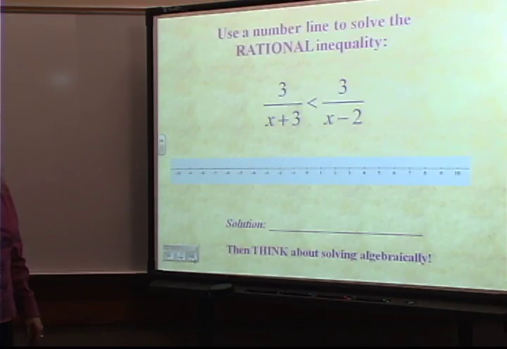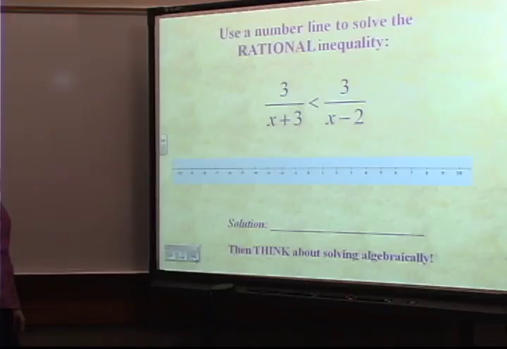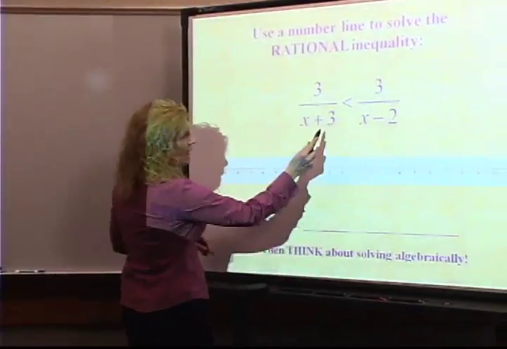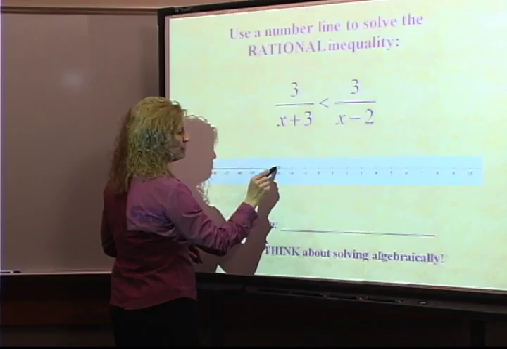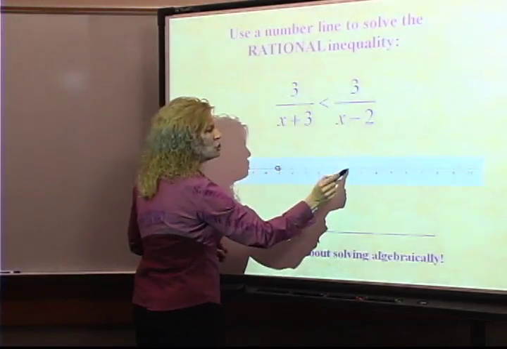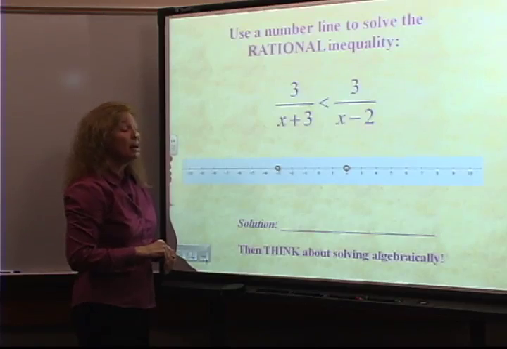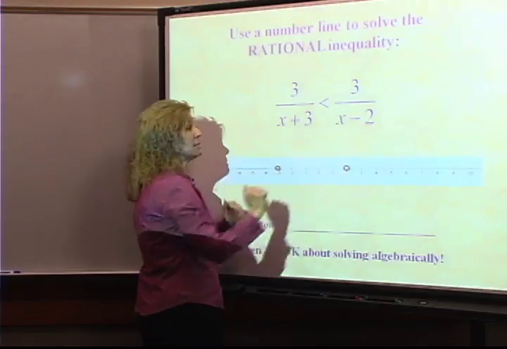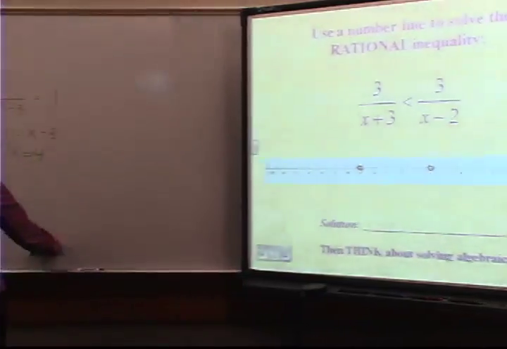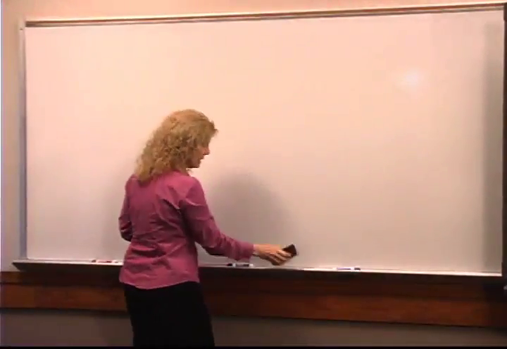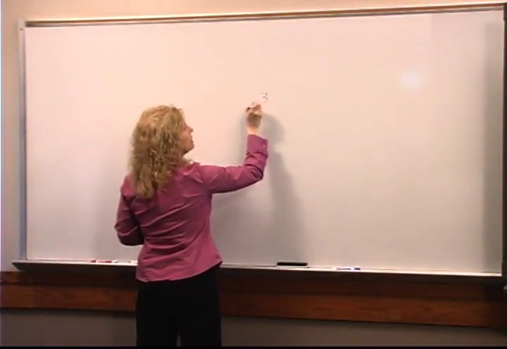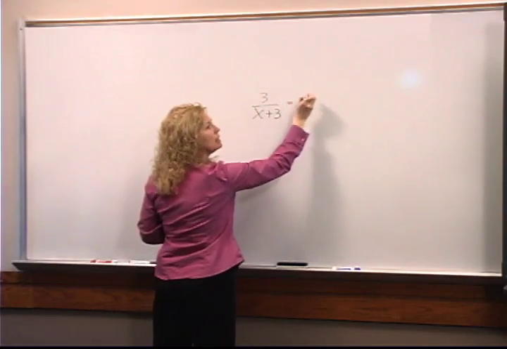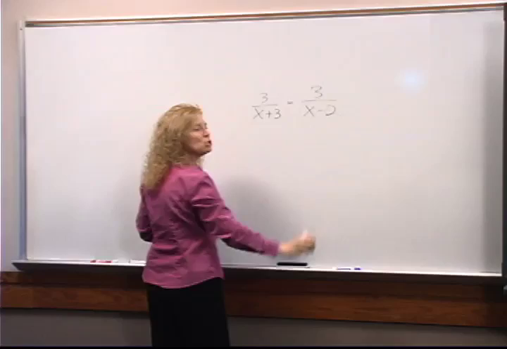Wow. Trying to do this guy by graphing the whole thing would be a nightmare. Okay? I don't even want to go there. So here's what I'm going to do. I'm going to take the negative 3. I'm going to take the 2. Now I also have to check, because you check to see what would make your denominators equal to 0. Then I have to see what would make that an equality. 3 over x plus 3 equals 3 over x minus 2.